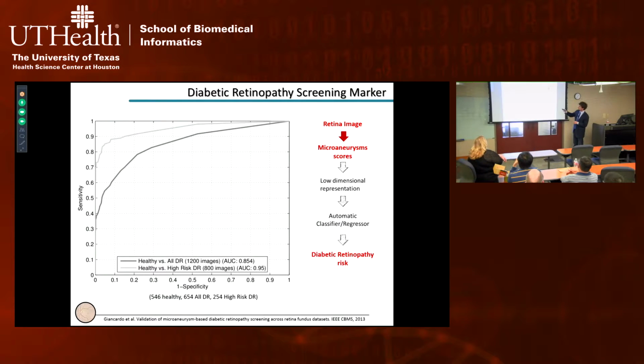This was the curve for healthy versus high risk of developing diabetic retinopathy, and the other one is healthy versus any risk of diabetic retinopathy. This was done with 1,200 images, and 800 images on an external data set. The algorithm was not trained on this data set, but on another one, so it showed a really good way of translating the data.